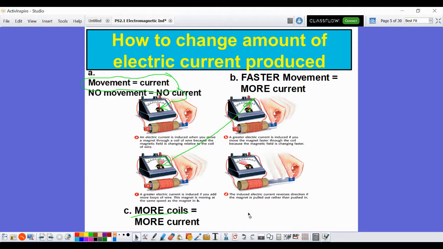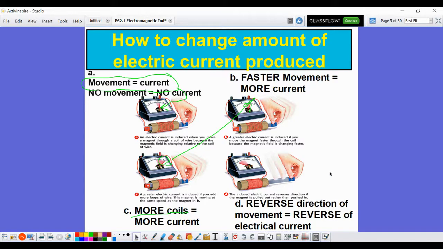And then finally in picture D, it says the induced current reverses direction if the magnet is pulled out rather than pushed in. So it's just like that picture that we looked at above on the previous slide. If you reverse the direction of movement, that reverses the electrical current. It's sort of like when you flip the battery on some of those virtual activities. When that battery reversed, so did the flow of electrons. Well, when the movement reverses, so does the flow of electrons, and the electrical current is going to move in the opposite direction. And the reason that I know that, I see that movement in the opposite direction. It's moving to the left now, okay, instead of to the right.